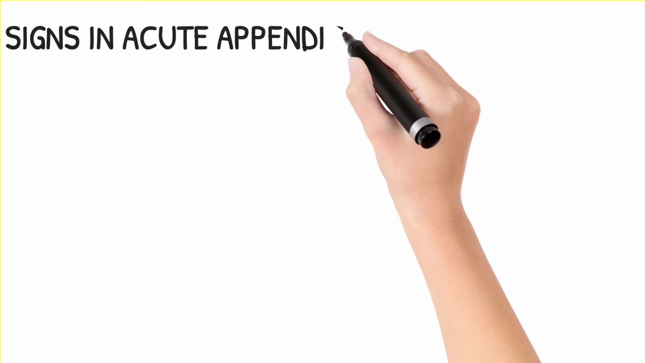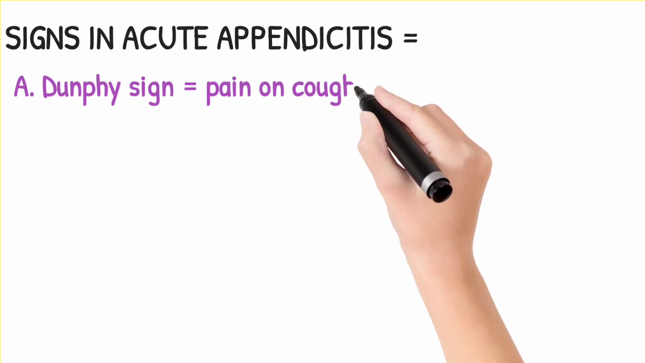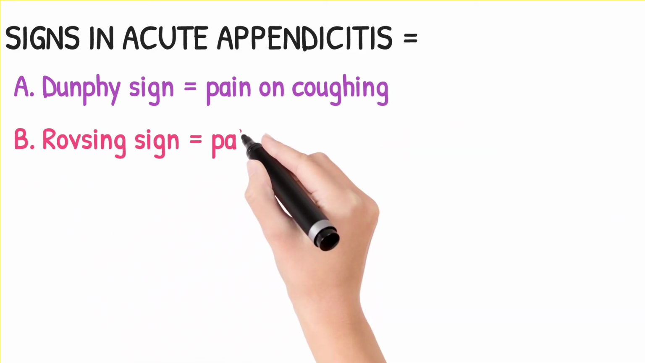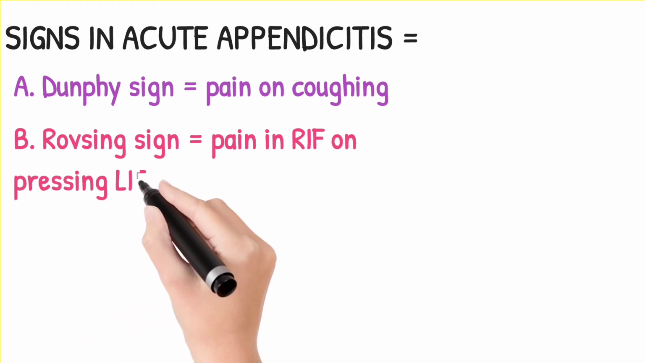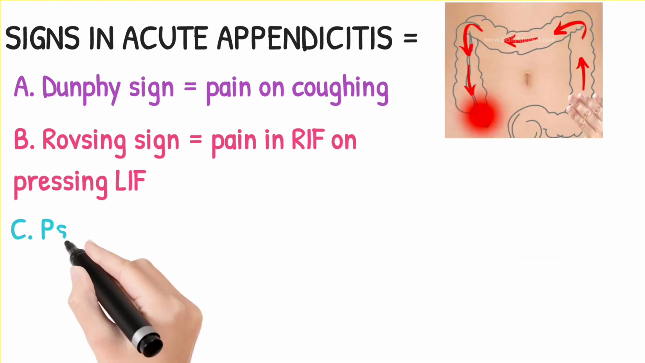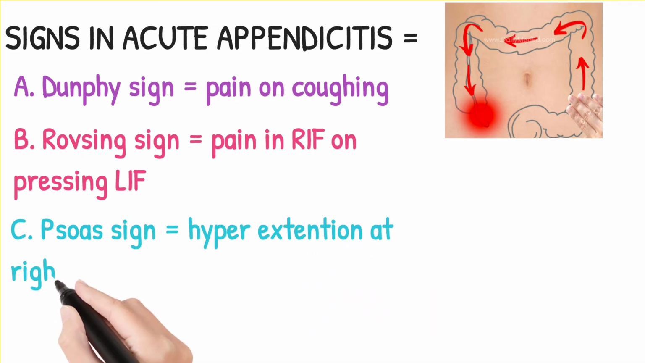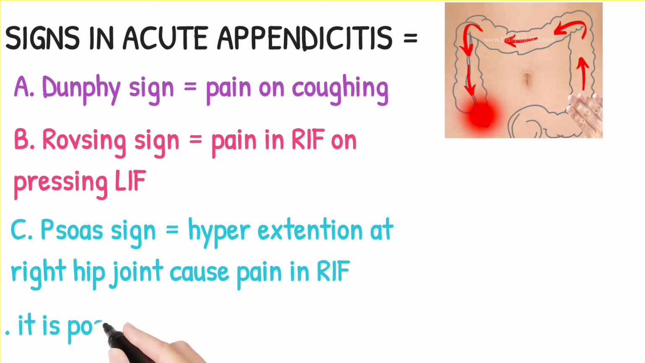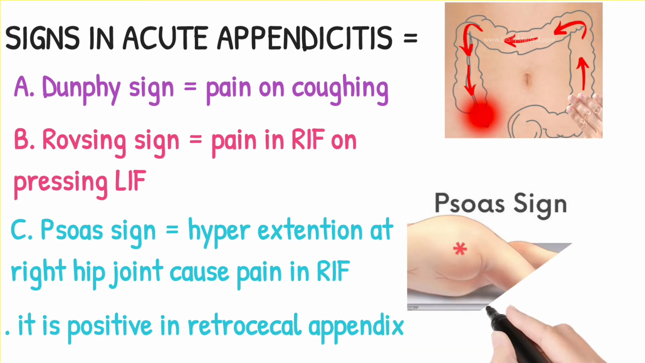Named signs in acute appendicitis. Dunphy sign. It is the pain in right iliac fossa on coughing. Rovsing sign. It is pain perceived by patient in right iliac fossa on giving pressure to left iliac fossa. Psoas sign. Hyperextension at right hip joint causes pain in right iliac fossa. It is seen in retrocecal appendicitis.